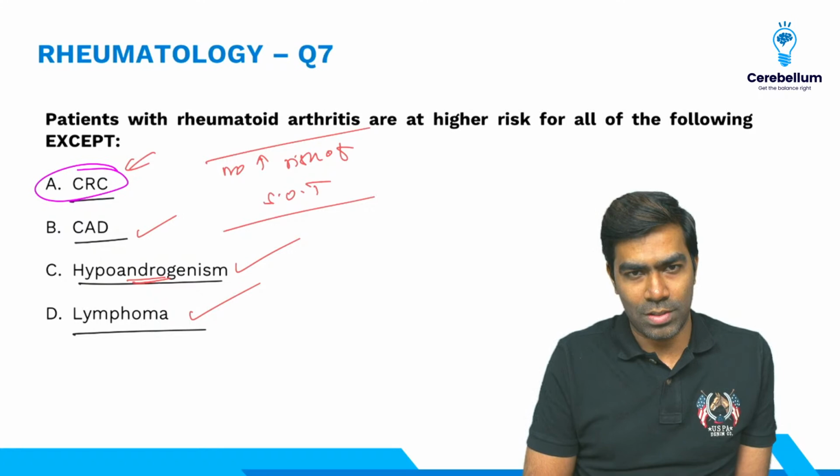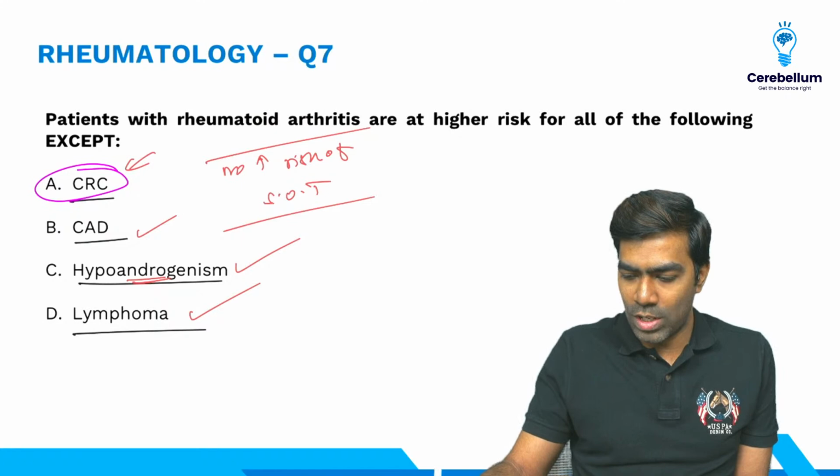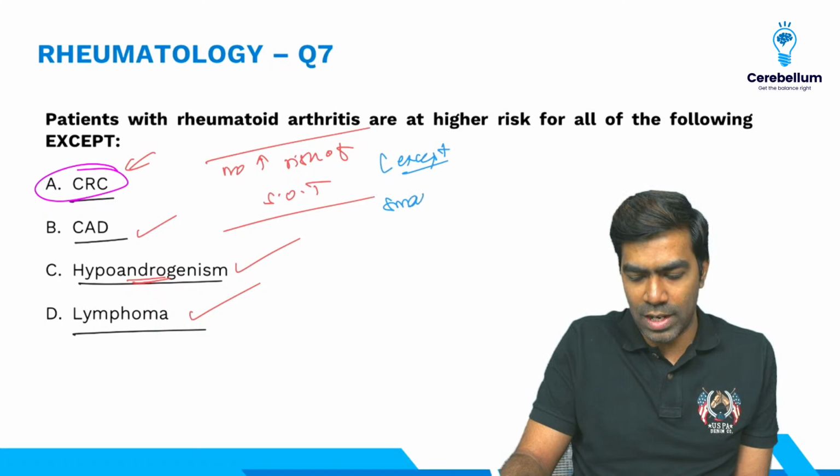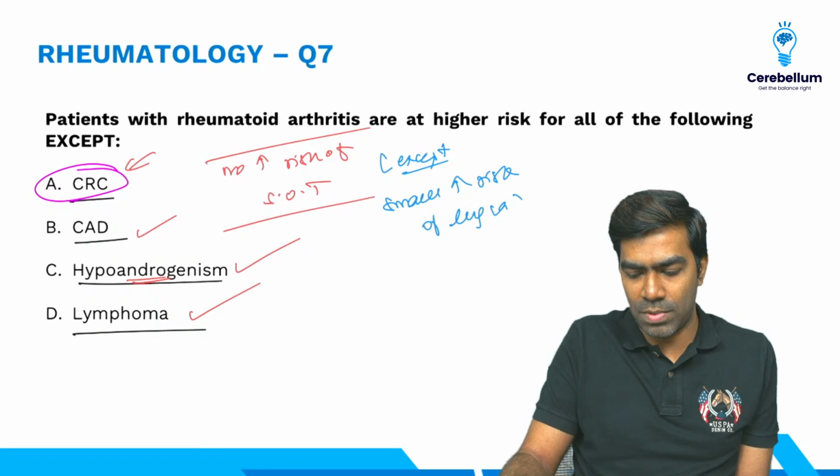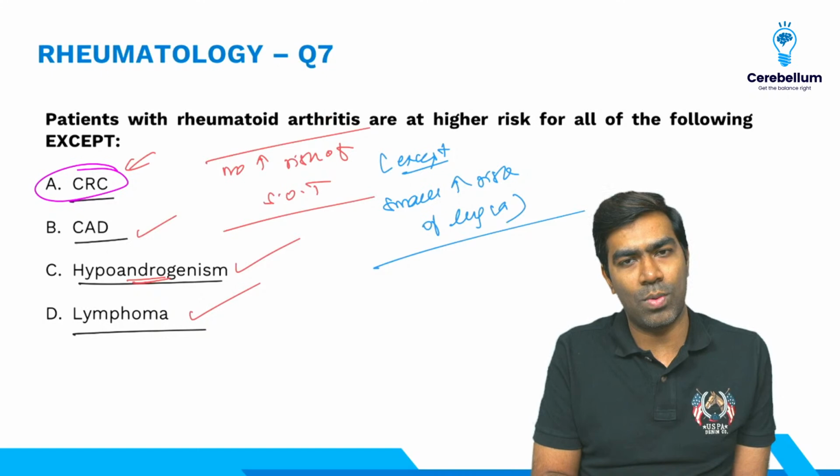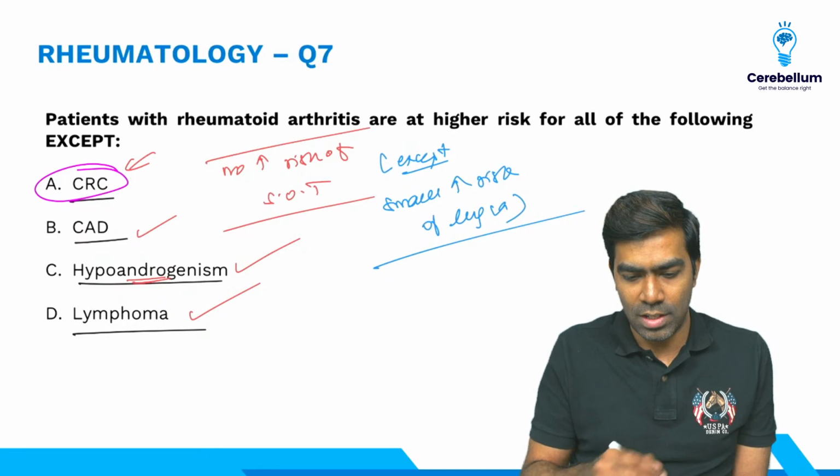So this is a gold standard point. No increased risk of solid organ tumors. I'll repeat, no increased risk of solid organ tumors. One small exception is lung cancer. Small increased risk of lung cancer is there. But apart from that, rheumatoid arthritis is not going to increase the risk of any solid organ tumor no matter what, except a little bit increased risk of lung cancer. That's it. So the right answer is colorectal cancer.